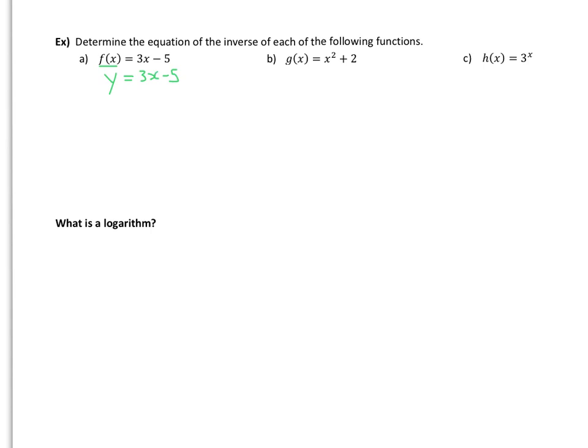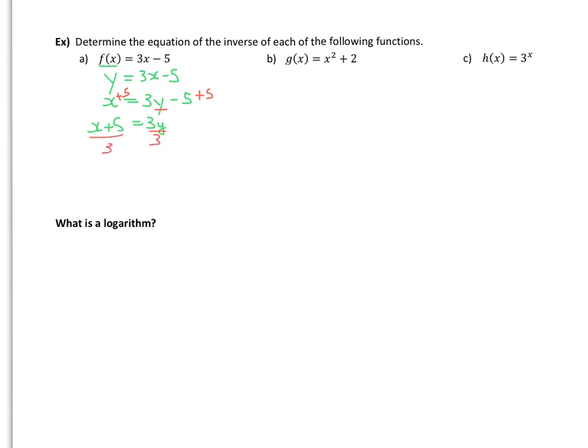Step B is to interchange the x and the y. So where I have y, I'm going to put x, and where I have x, we're going to replace it with y. Next step is we want to get the y by itself. We're going to solve for y just like it was a regular equation that we've talked about before. I would add my 5 to both sides here. So we're going to get x plus 5 equals 3y. And then to get the y by itself, it's multiplied by 3, so let's divide out the 3.